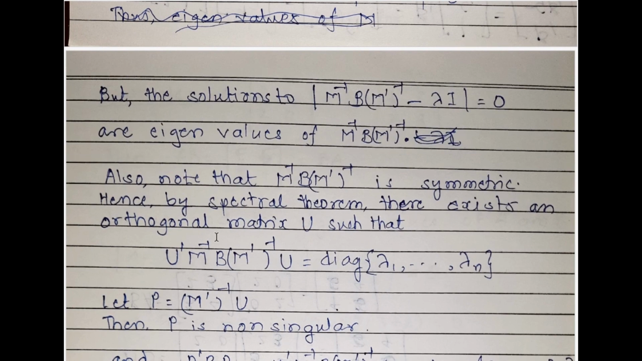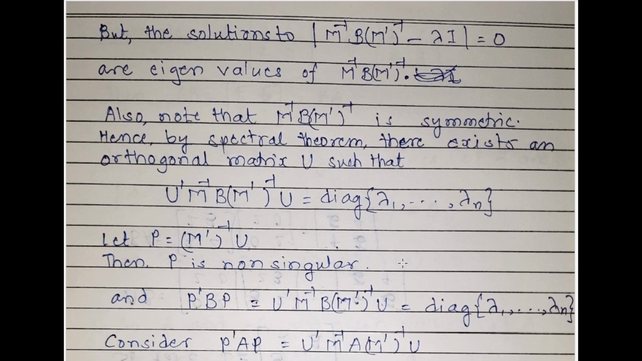So let us plug in this matrix here. So U prime M inverse B M dash inverse U will be a diagonal matrix with lambda 1 to lambda n as its eigenvalues. So now we choose, because we are looking for P prime AP equal to I and P prime BP equal to diagonal of lambdas, P equal to M dash inverse U. So see what happens then.